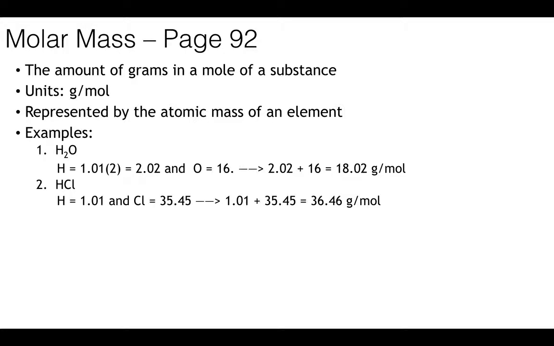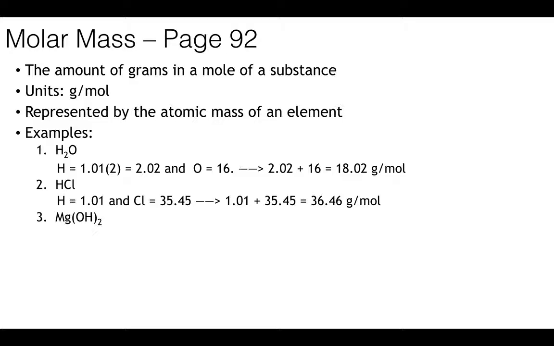HCl. So again, H is 1.01, chlorine is 35.45. So we're just going to add those two numbers together to give us a total molar mass of 36.46 grams per mole. Now here's a tricky one.